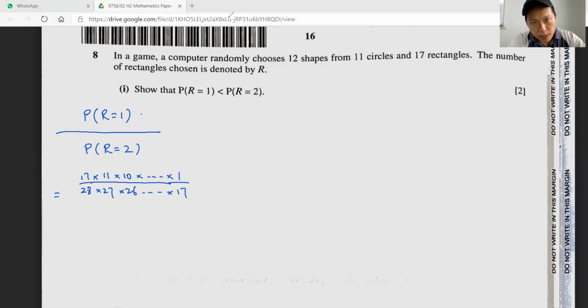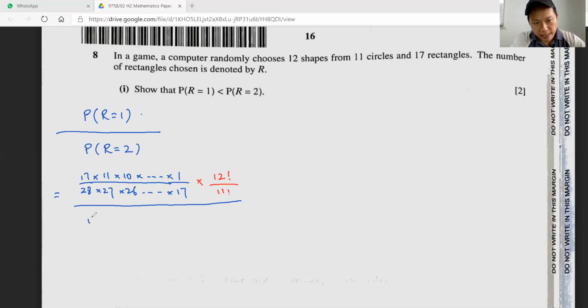Before we move on, just now we mentioned that this way of calculating the probability assumes the first draw is a rectangle, but it doesn't have to be. What if the rectangle happens at the second draw, or the third draw, or the fifth draw, and so on? To get all the possibilities of the different sequences, I have to do 12 factorial, because there are a total of 12 things, divided by 11 factorial, because there are 11 things from the same category, which is 11 circles. And then divided by the probability of r equals 2.